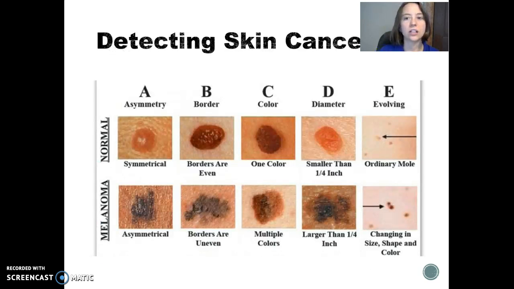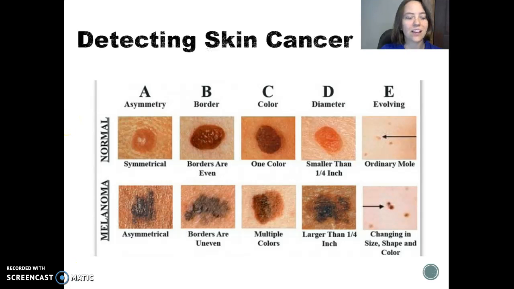Speaking of catching it early, let's talk about detecting different types of skin cancer. We should know the A, B, C, D, E's of detecting skin cancer. First, when looking at a mole, you should look for symmetry. Symmetry is normal. Asymmetrical might be an indication of melanoma, and you should talk to your doctor. Look at the border. The borders are even, that's normal. Uneven borders may be an indication of melanoma.